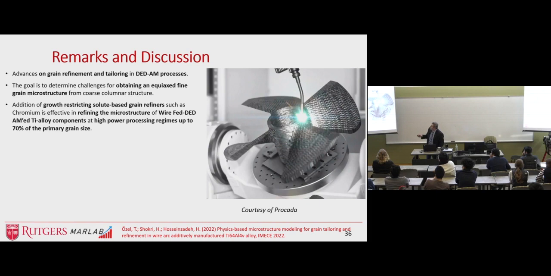This is a company from Sweden, and they make laser wire directed energy deposition machines.